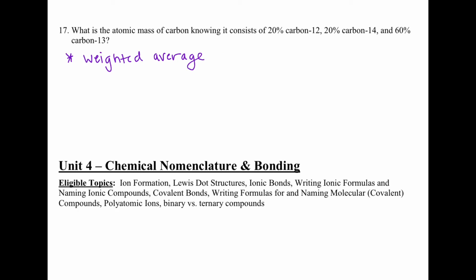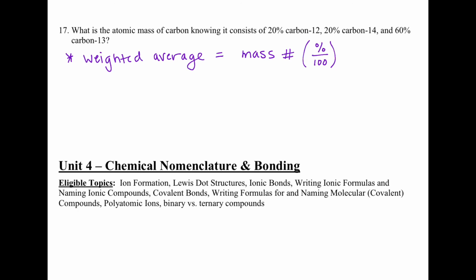So, a weighted average means that we need to multiply each mass number multiplied by its percent abundance as a decimal, which means it's percent divided by 100, essentially. Okay? So if we do that for each of these 3 isotopes, the 3 different versions of carbon, the 3 different masses of carbon, and we add them all up, we will get our average atomic mass.